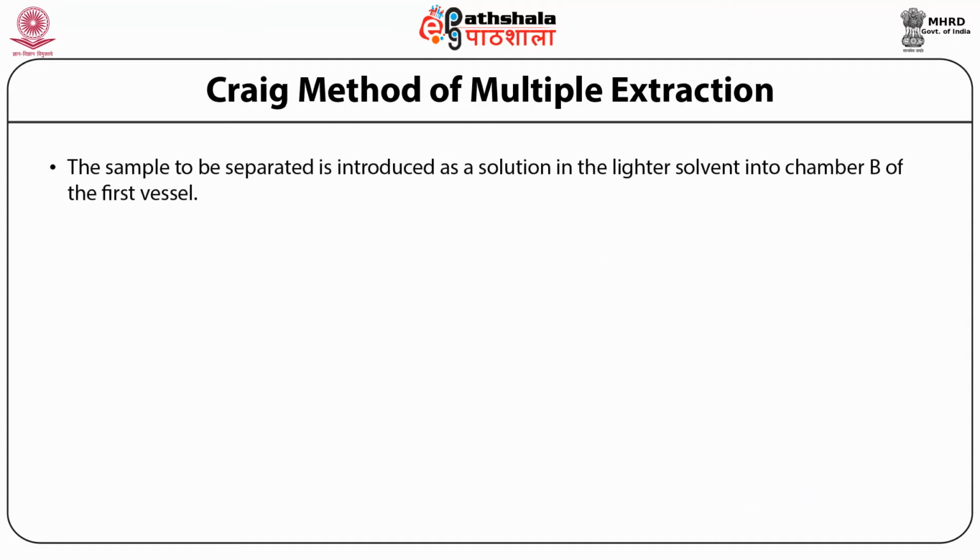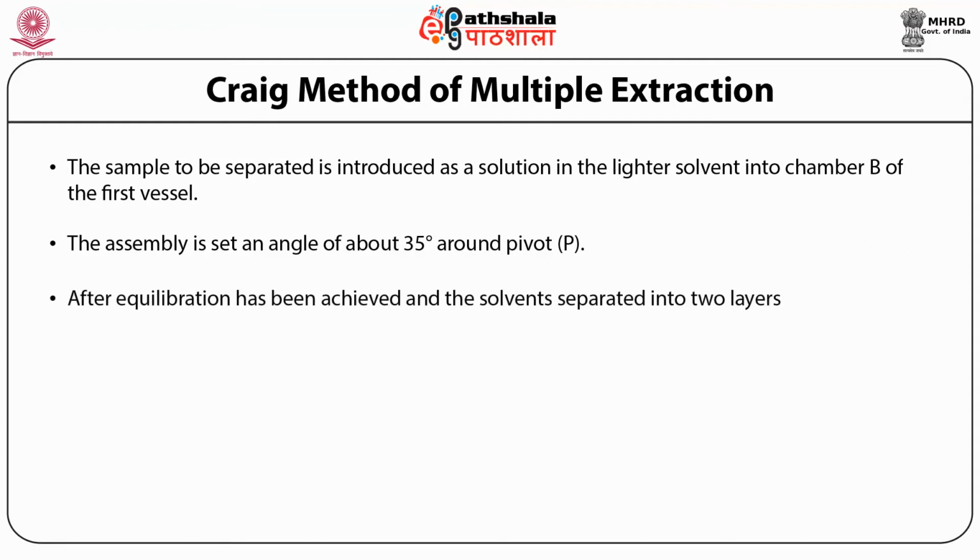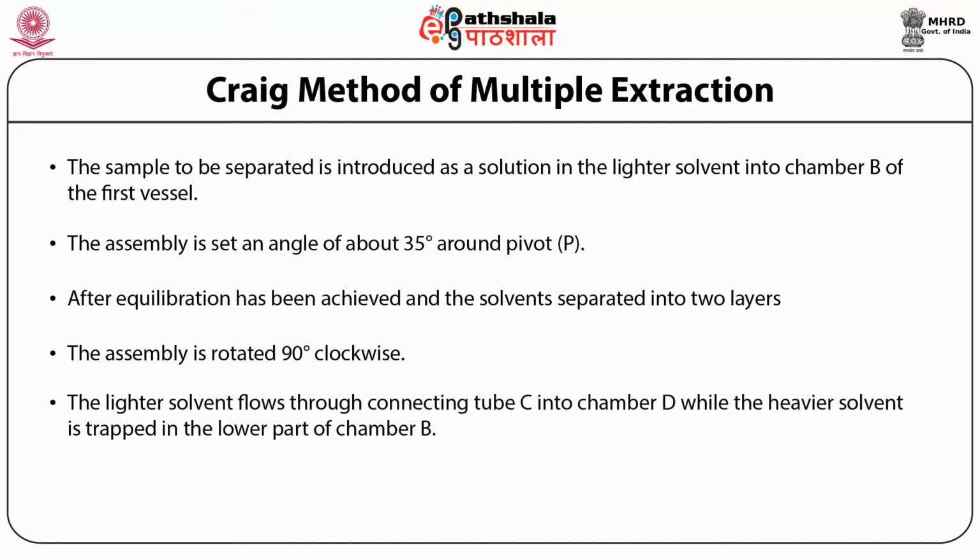The sample to be separated is introduced as a solution in the lighter solvent into chamber B of the first vessel. The assembly is rocked back and forth through an angle of about 35 degrees around pivot P. After equilibration has been achieved and the solvent separated into two layers, the assembly is rotated 90 degrees clockwise. The lighter solvent flows through connecting tube C into the chamber D, while the heavier solvent is trapped in the lower part of the chamber B.